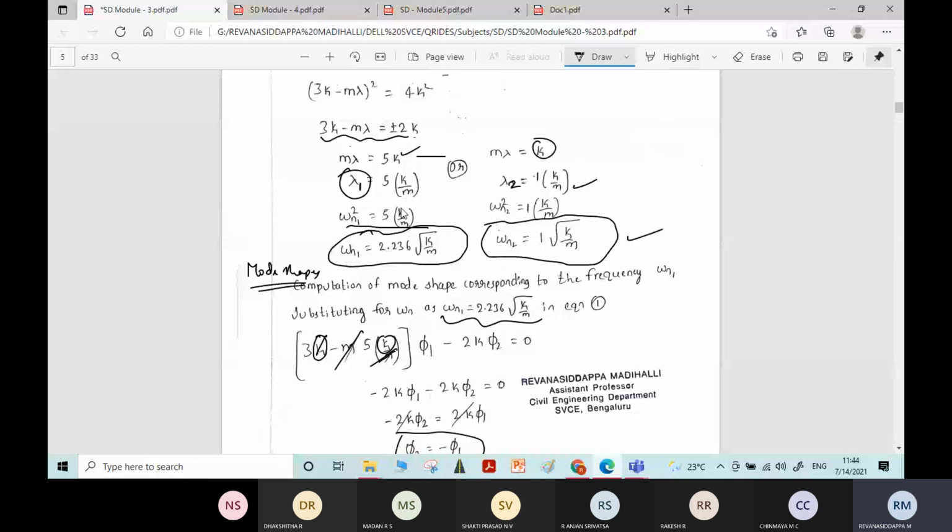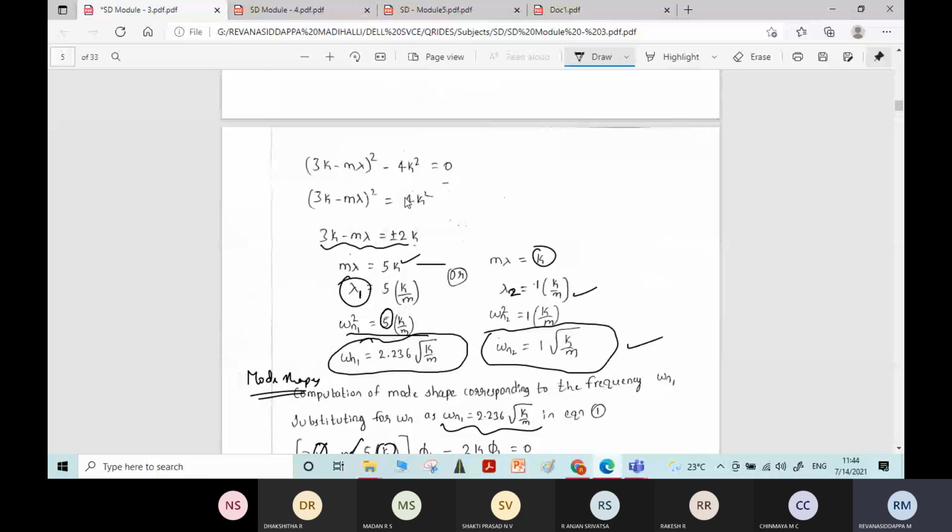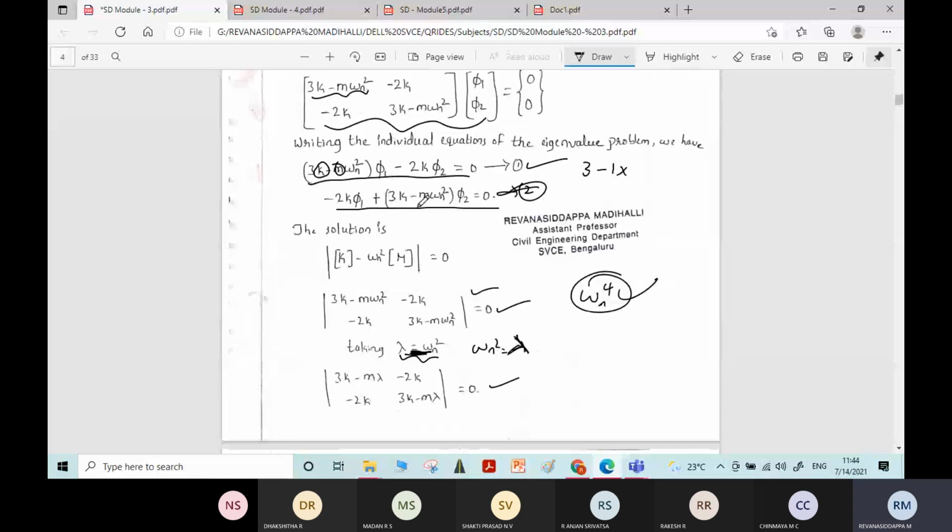What is the coefficient of k by m? Only 5. That you write here. 3 minus 1 into 5 into pi 1 minus coefficient of k 2 pi 2 is equal to 0.